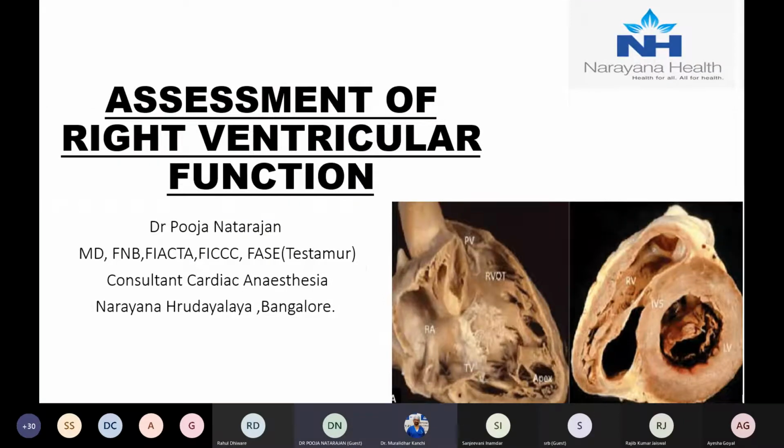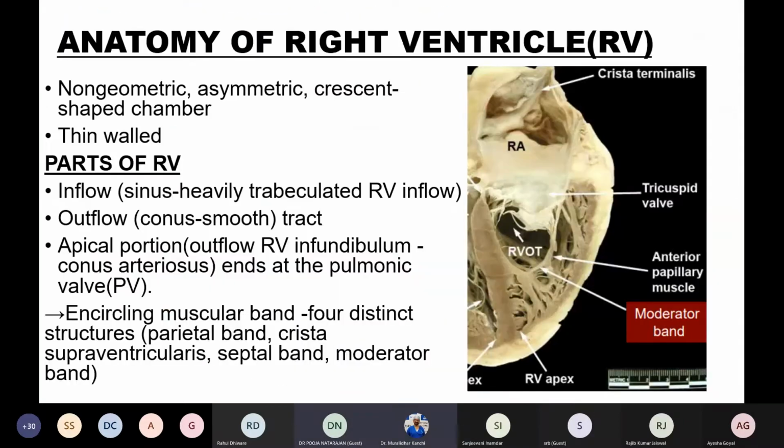Okay, sir. I have no conflict of interest. Well, let's go to the basics. Anatomy of RV. It's a non-geometrical, asymmetric, crescent-shaped chamber. It is thin-walled as compared to LV. It has an inflow part, which is heavily trabeculated, an outflow, which is a smooth part, and the apical portion, which ends at the pulmonary valve.